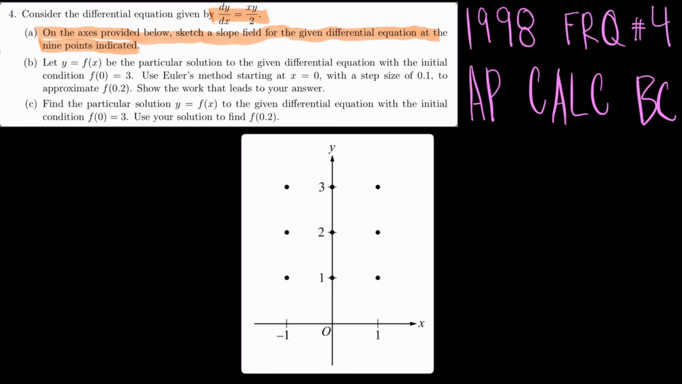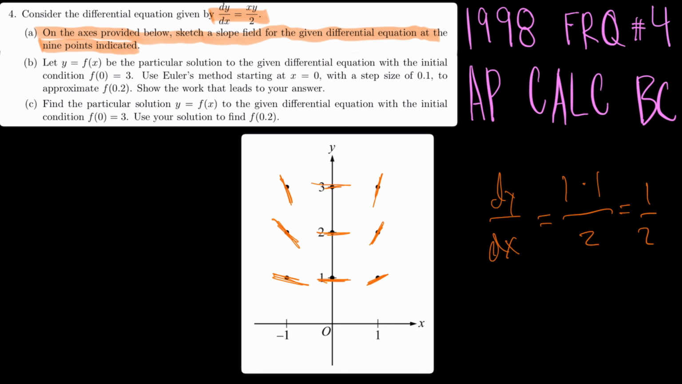So the way I was taught this, really simple. You just plug in each point and then you draw a small line with the slope you have identified. So for example, at (1, 1), we have x times y over 2 equals 1 times 1 over 2, which equals 1/2. And we remember this equals dy/dx. So at (1, 1), I'm just going to put a slope that looks like it has roughly a 1/2 slope. And I'll just do this for the rest of these. And that is our slope field.